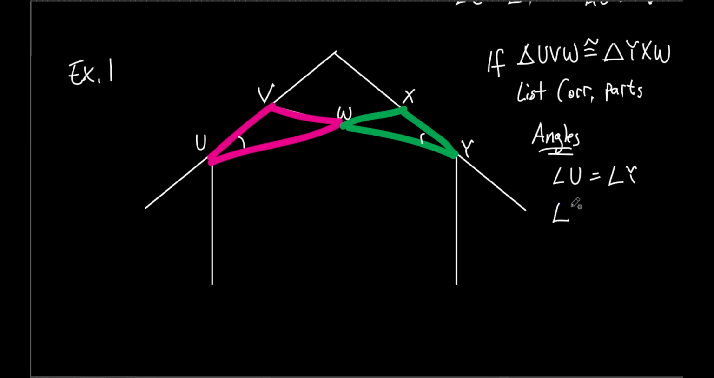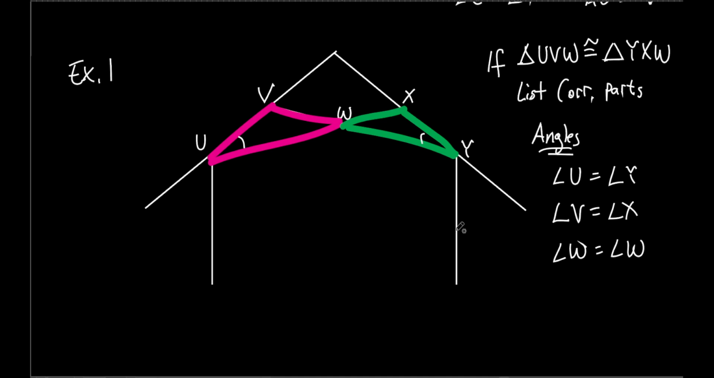What is it? V and what? V and X. And then angle W and what? And W. That's right, angle W. All right? Now, it's hard to say just angle W because how do you know which one I'm talking about? I don't know if I'm talking about this one or this one or this one, right? So you've got to be careful. I'm not going to worry about that right now, but that's what it would be.